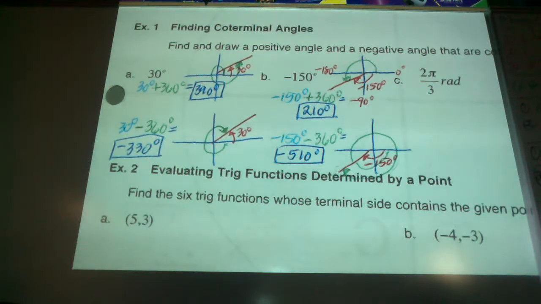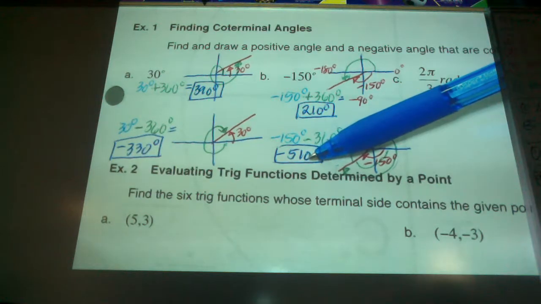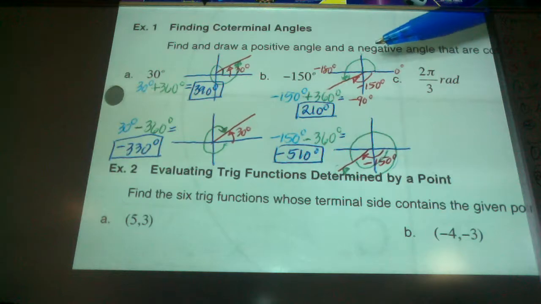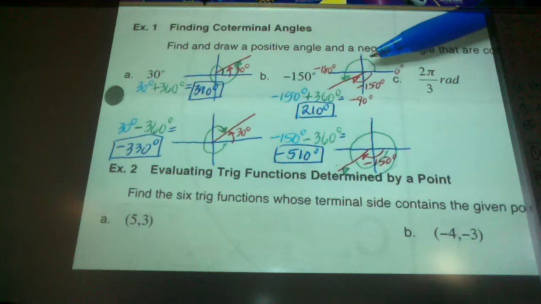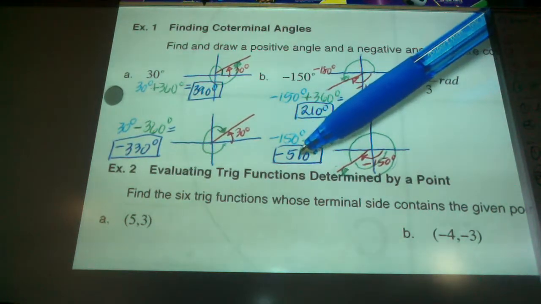Now, it's possible I might have to, like here, what if I start out at 510 degrees? Let's just start with that. What if I gave you 510 degrees? In order to get a positive angle, wouldn't you add 360? If you add 360, won't you get negative 150? Is that a positive angle? No. So wouldn't you have to add 360 again? So sometimes, my point is, if I give you a big enough positive angle or a big enough negative angle, you might have to add or subtract more than one full revolution to get to the positive or negative answer that you're looking for.